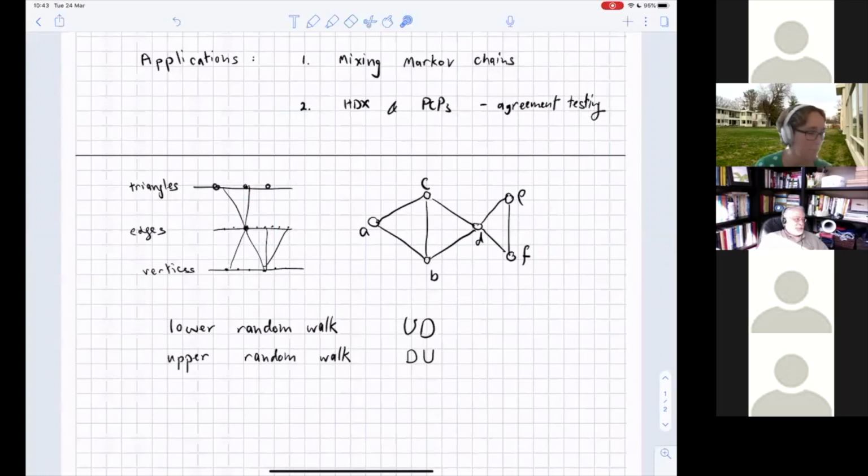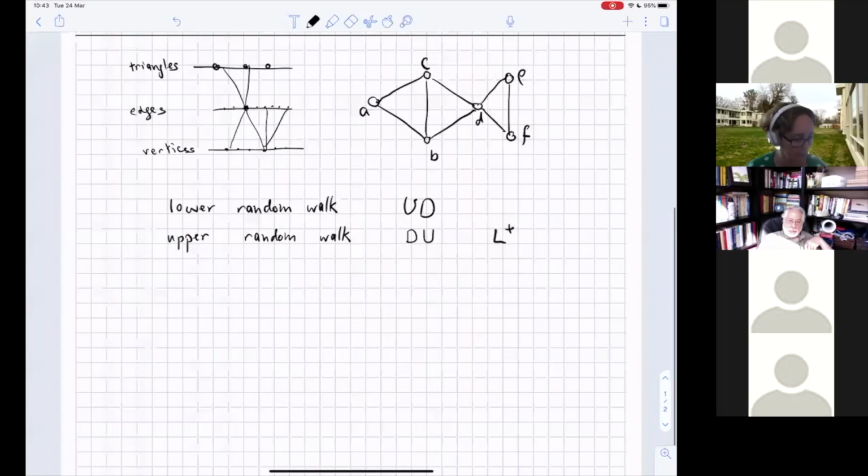But this one has some laziness factor. The laziness factor is that if I go from an edge to a triangle, and then I go back down, the triangle only has 3 edges contained in it. So there's probability 1/3 that I go back to where I started from. So if we want to factor this laziness out, we use a different operator, which is the L+. And the relationship between these two things is that DU equals 1/3 times the identity plus 2/3 times L plus. So it's just factoring the random walk to the non-lazy part.